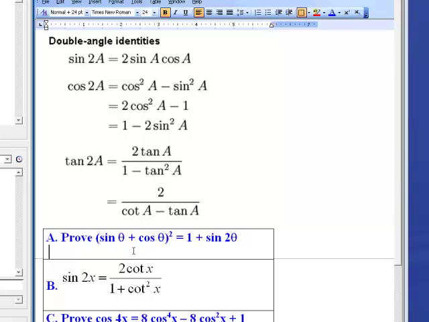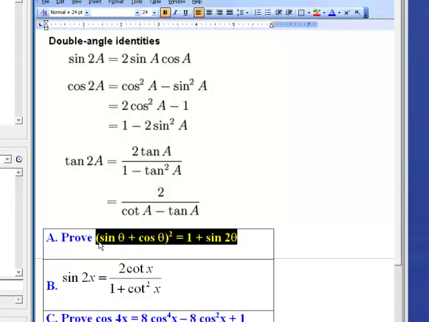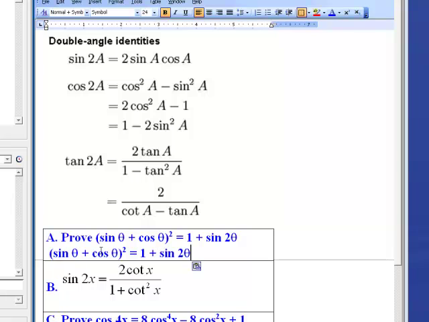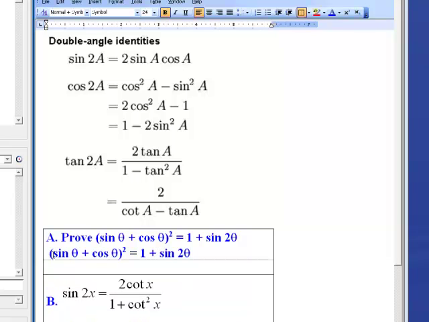All right, prove that sine theta plus cosine theta, in parentheses squared, is the same as 1 plus sine 2 theta. I'll start with the left-hand side. I think I just rewrite the whole thing. And then what I have here on the left is a perfect square trinomial: sine squared plus 2 sine cosine plus cosine squared. So that's what I'm going to do.